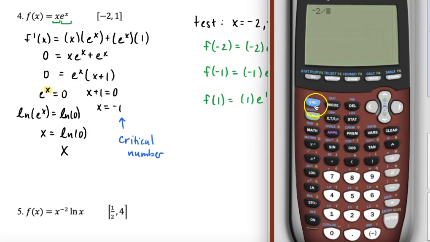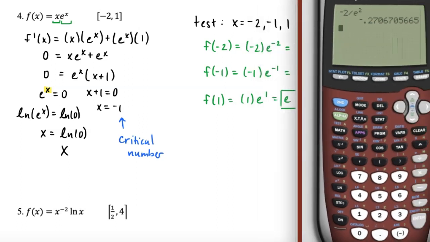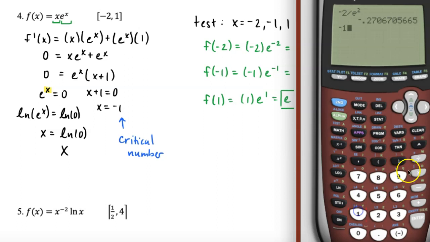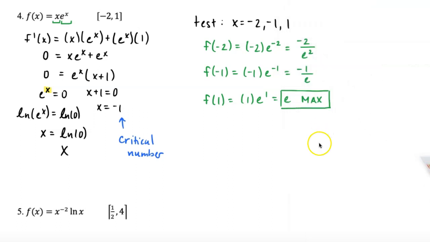So let's see. -2 divided by e squared. Okay, this is my decimal approximation, about -0.27. And then -1 over e, -0.36. All right, this one is definitely smaller because it's negative. And so this will be my min, -1 over e. All right, so that is my max and my min.